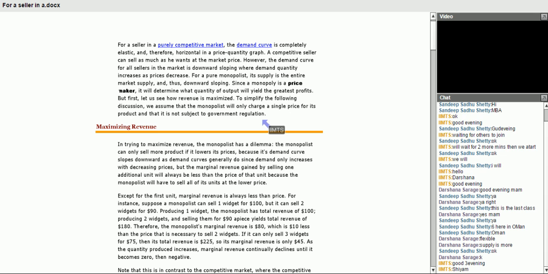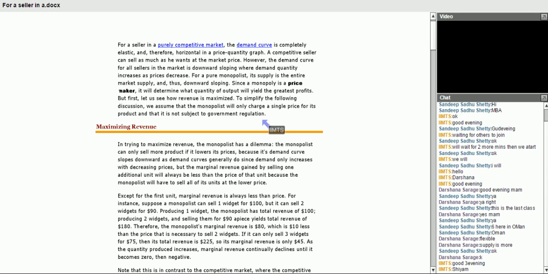So although he is the price controller, he has to keep in mind that he can sell more only if he lowers his price. So his demand curve will slope downward, because demand only increases with decreasing prices. As the prices go down, the demand goes up. So this is his target, to increase the demand to generate more sales.